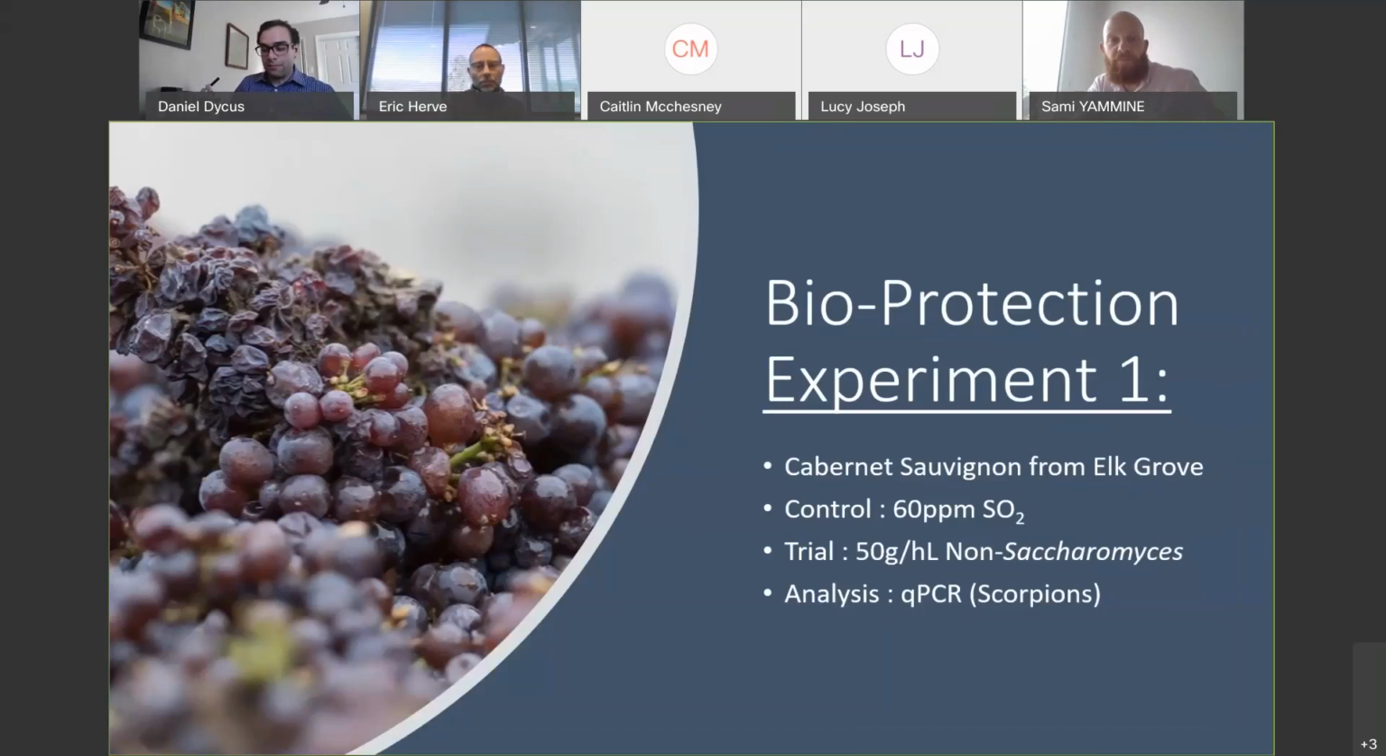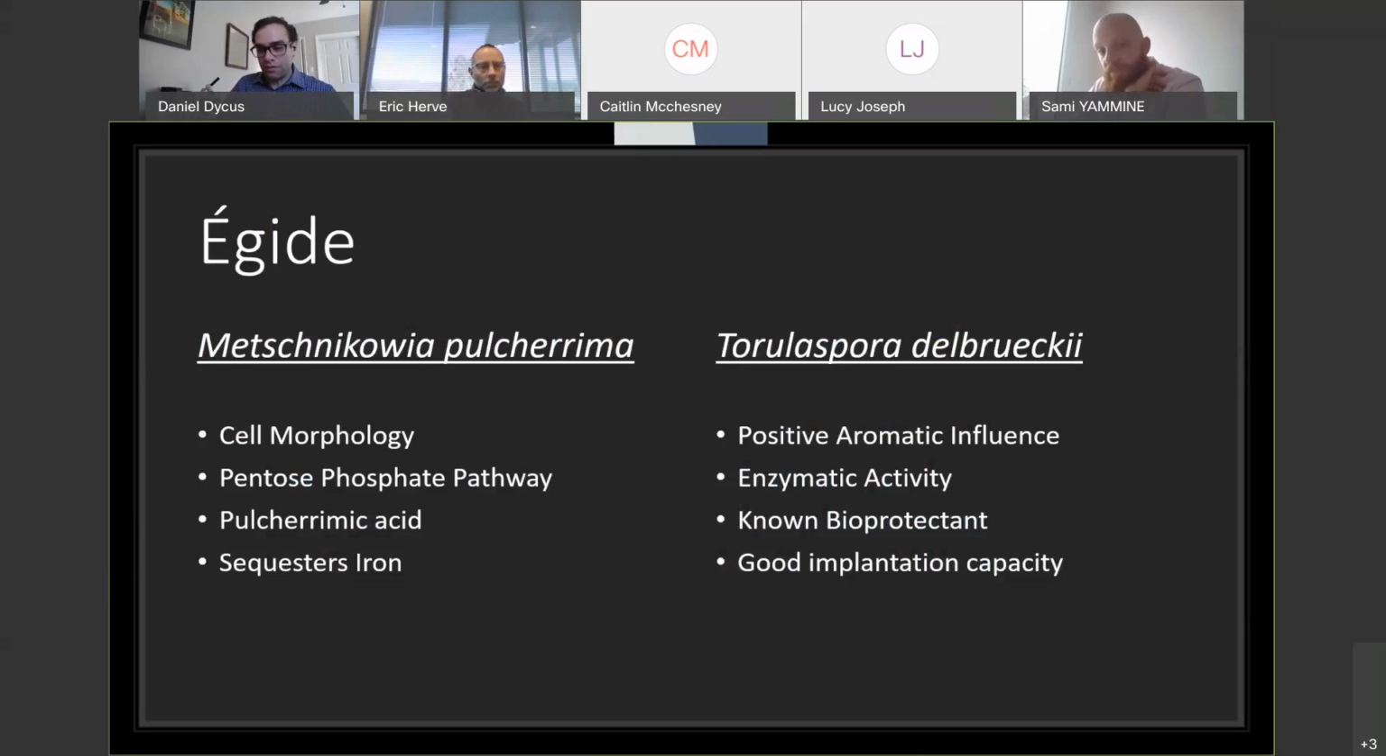The analysis that we performed, the way that we quantified these differences in populations, was using qPCR with Rich Cinzo and Eric over at ETS. They were kind enough to get us some Scorpions performed. It's the yeast and bacteria Scorpions that you'll see at ETS that we used to quantify those.